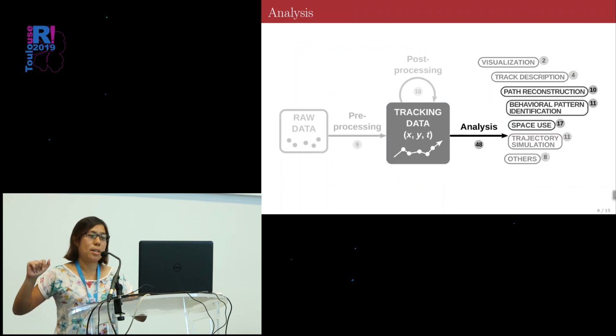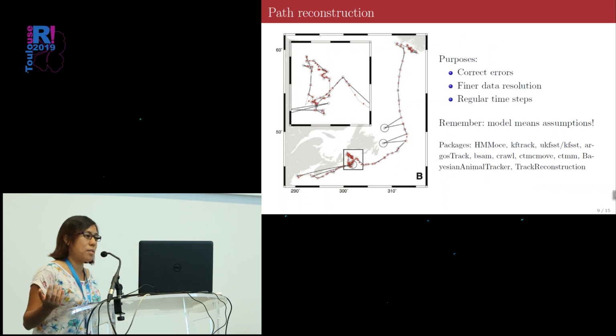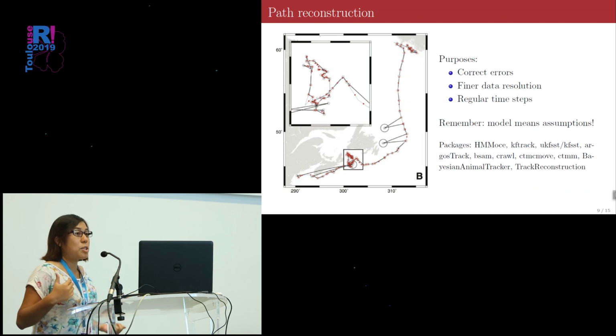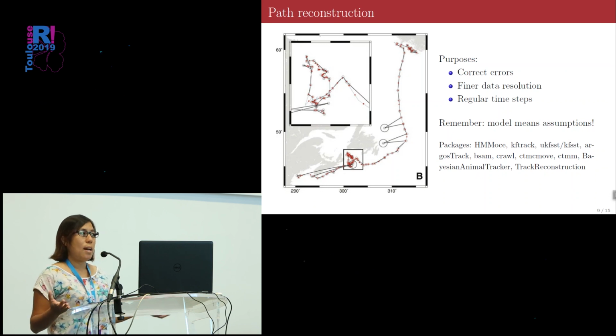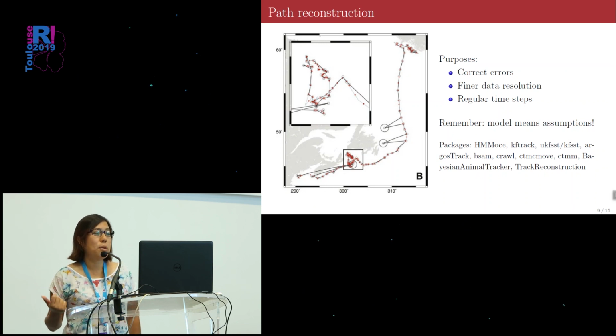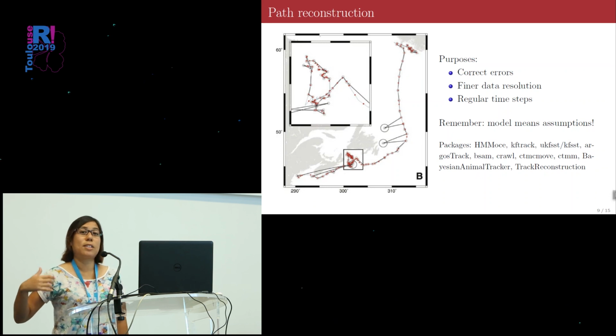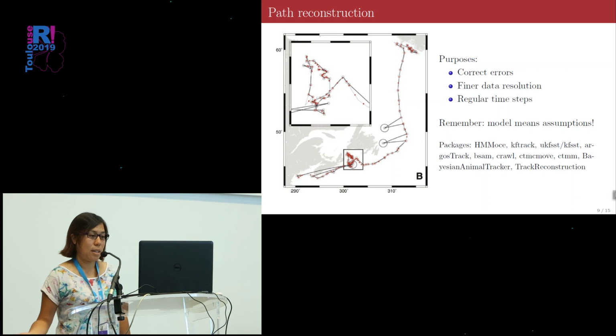I'm just going to talk quickly about some of these tasks: path reconstruction, behavioral pattern identification, and space use. So path reconstruction. Sometimes we already have the tracking data, and we want to use a model on movement that will allow us to correct for errors, get finer data resolution, and get regular time steps. Sometimes regular time steps are important for other kinds of analysis. And there are several ways to do that.